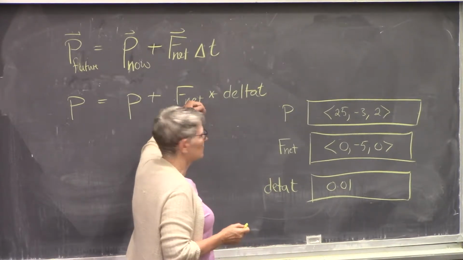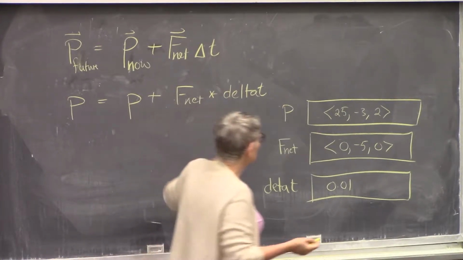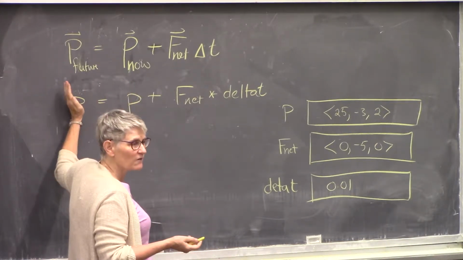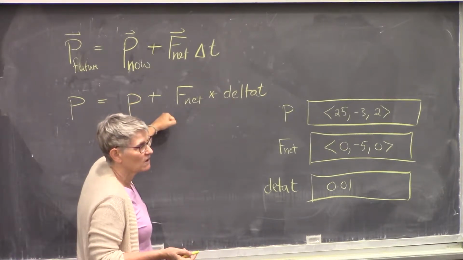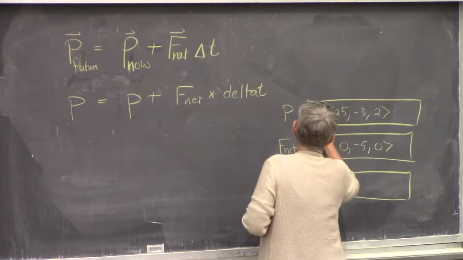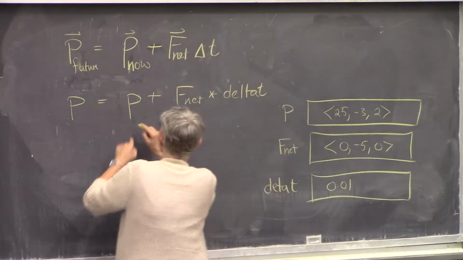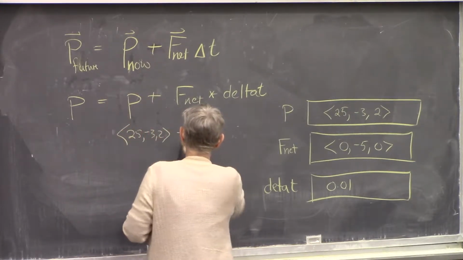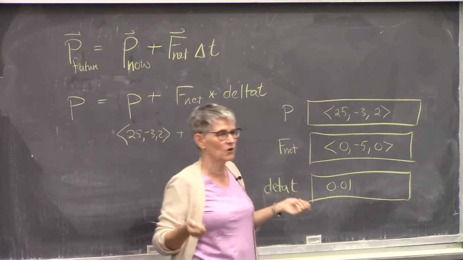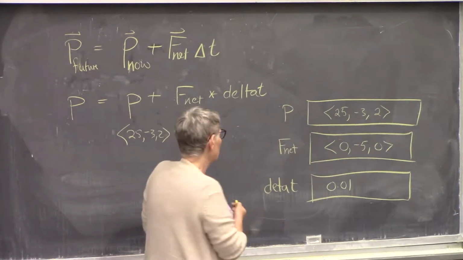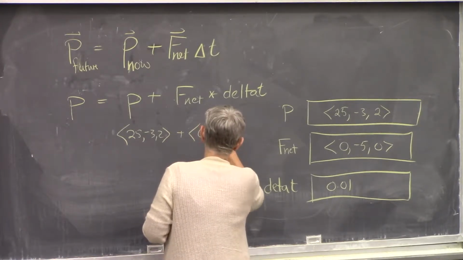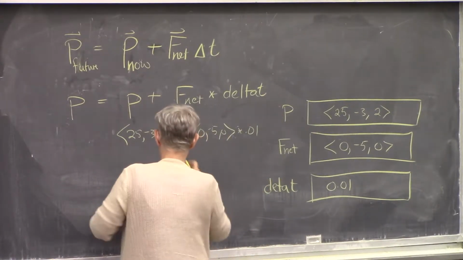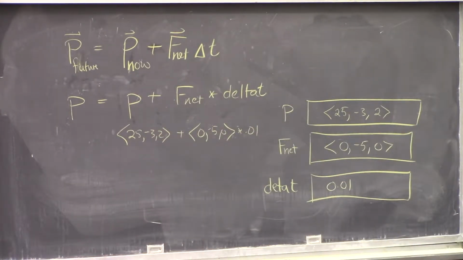What this way of writing it says to the computer is to do the right-hand side of the equation first, and then set whatever is over here equal to that. So look up what these values are. The computer says, oh, okay, I have to look up P, so that is <25, -3, 2>. Then I have to add to it this product. I'll do the product first because multiplication comes before addition in the order of operations. So I multiply <0, -5, 0> by 0.01.